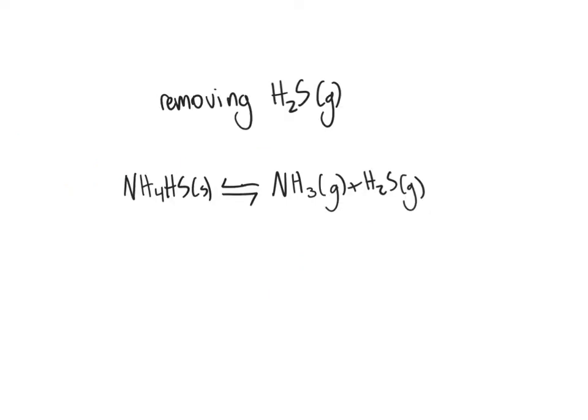Now, what happens if you would remove H2S gas? Because this is a gas, it will affect the equilibrium, and as it is a product, removing some will shift the equilibrium to the right to make up for the gas that you took out.